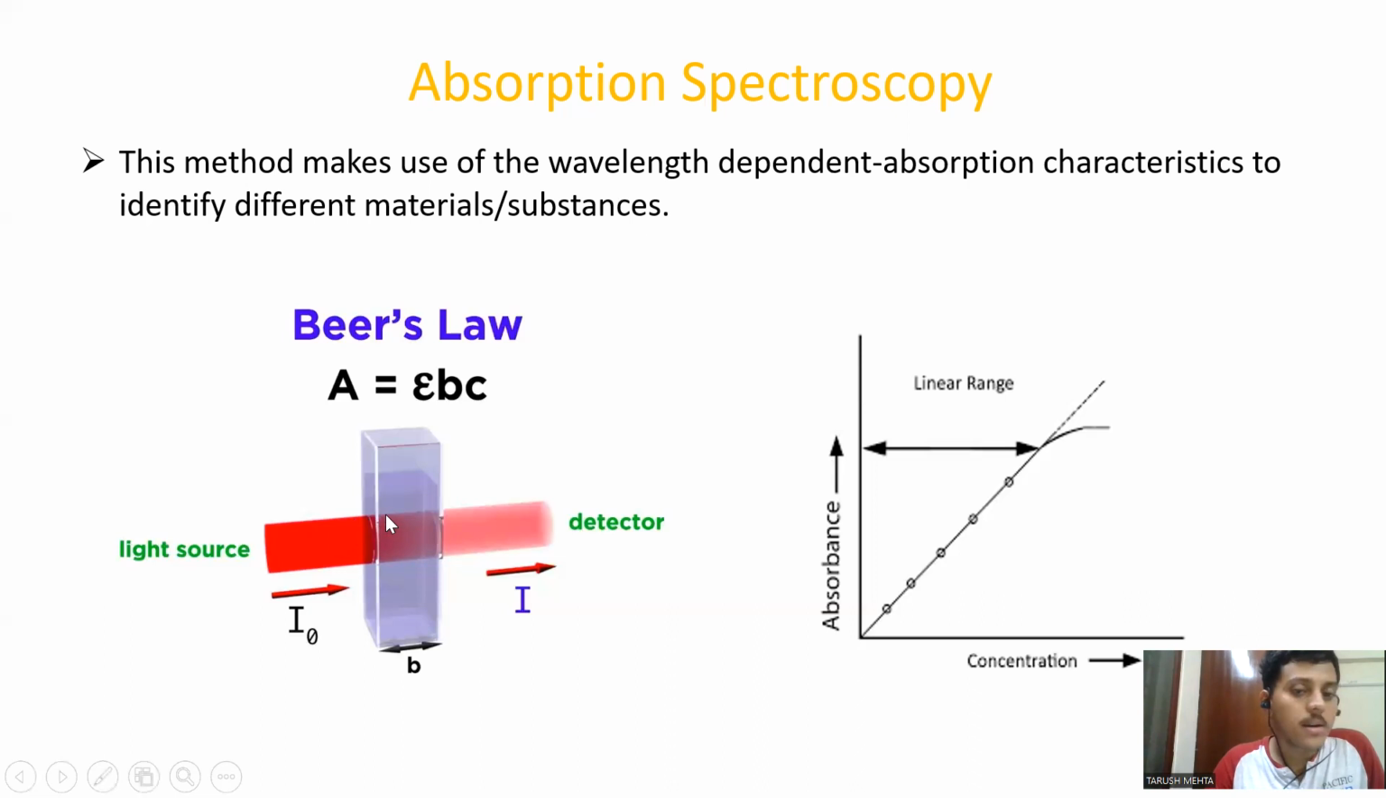Now, whenever the light source is passed through some medium that has some fixed concentration, the absorption through that medium is given by Beer's law, which is absorption equal to epsilon times B times C, where B is the length of the cuvette, and C is the concentration of the substance placed inside that medium. So if the concentration of this medium is more, then more light will be absorbed through this medium. Also, if the length of the cuvette is more, the absorption will increase.